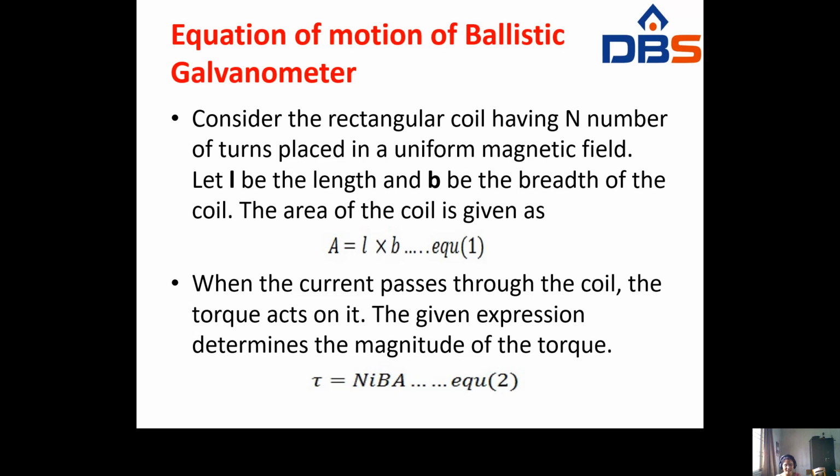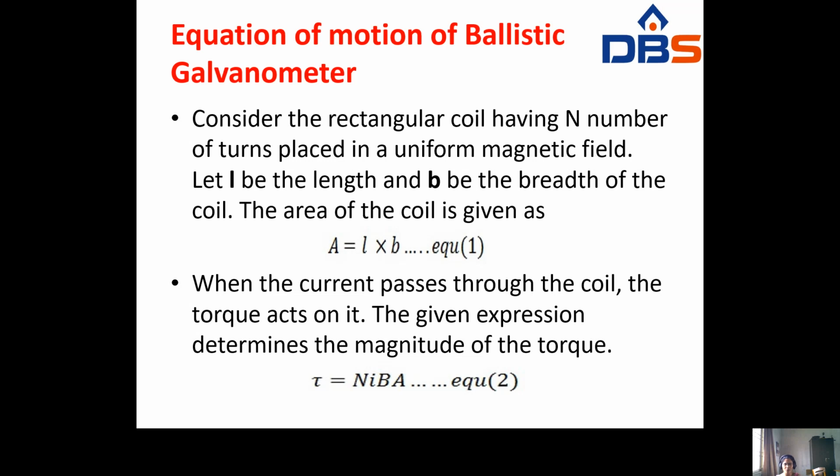So at that time the area of that coil is given as A equal to L into B, that means length into breadth. See here, when the current passes through the coil, the torque acts on it. So whenever the current passes through that coil, the torque will be exerted on that coil. The given expression determines the magnitude of the torque.